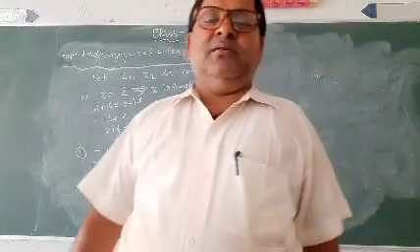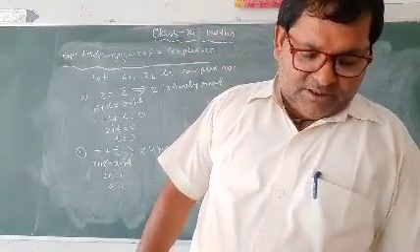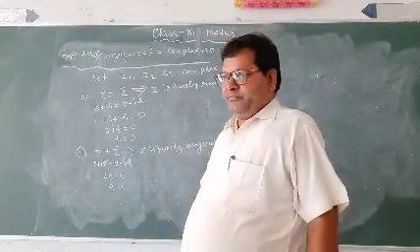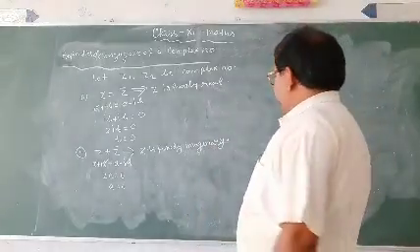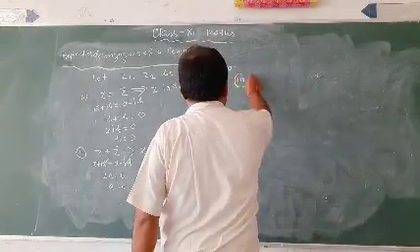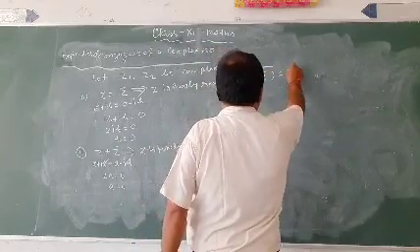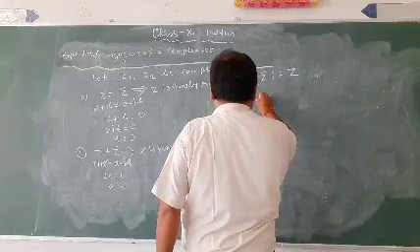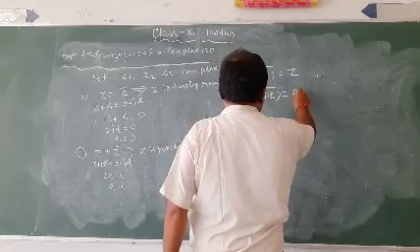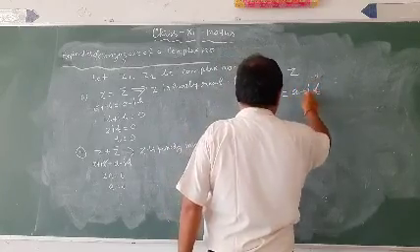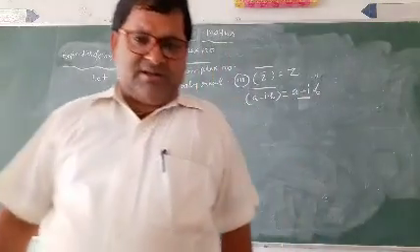And z bar, property number three: the bar of z bar equals z. So the bar of a minus ib equals a plus ib. This is property number 3.